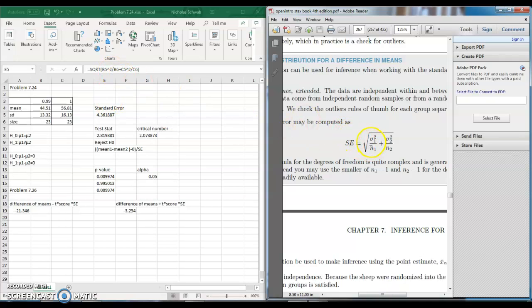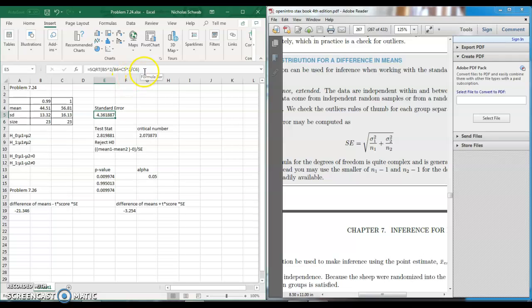Obviously these are not going to be the population standard deviations. We will use the sample standard deviations, and later on in the chapter it shows us this. We can do that. So our sample standard deviation is this number. We're going to square that. We divide by this, our sample size. And then we add that to this number, we square that, and we divide by sample size with this.